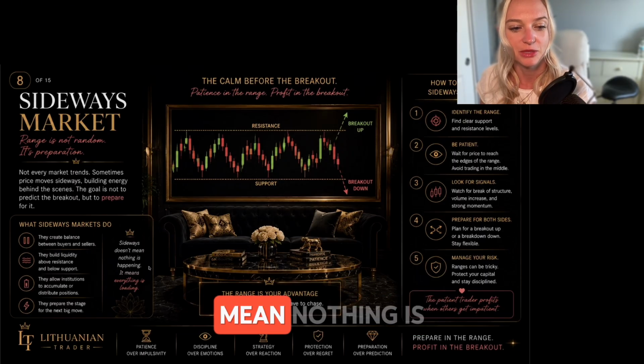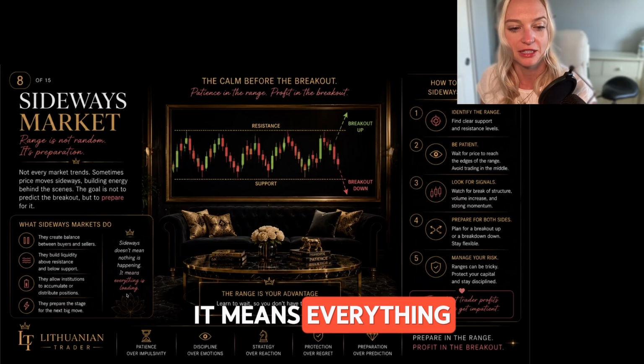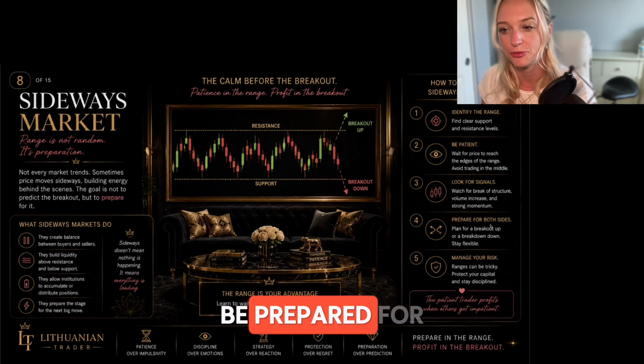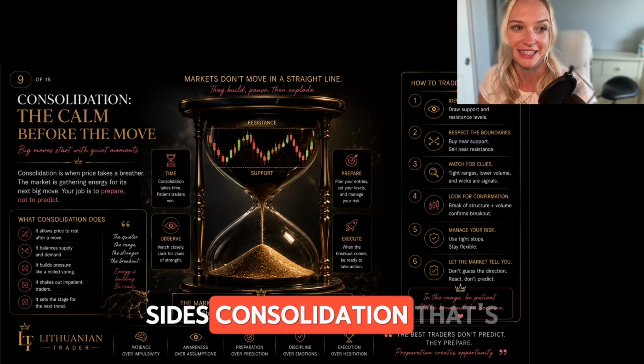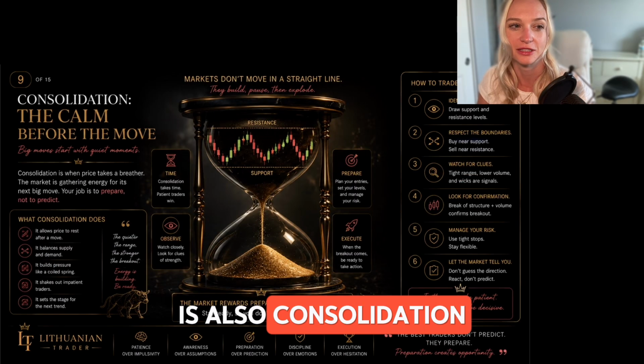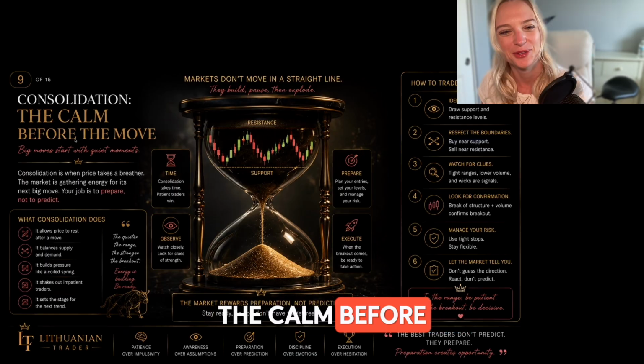And sideways doesn't mean nothing is happening. It means everything is loading. It will load up, definitely. You have to be prepared for both sides. Consolidation. That's another word for range. It's also consolidation. The calm before the move, right?